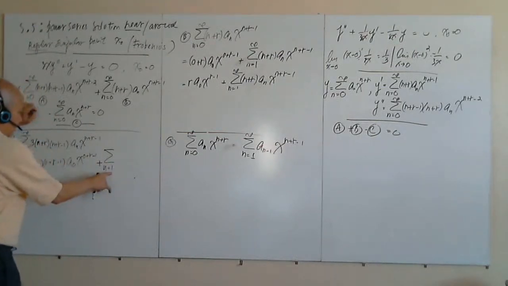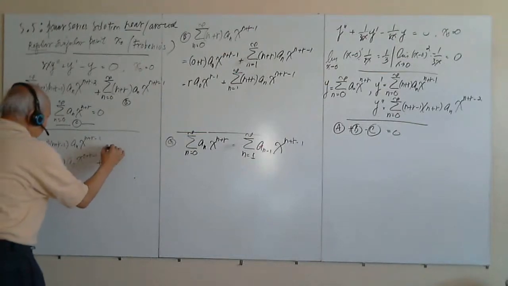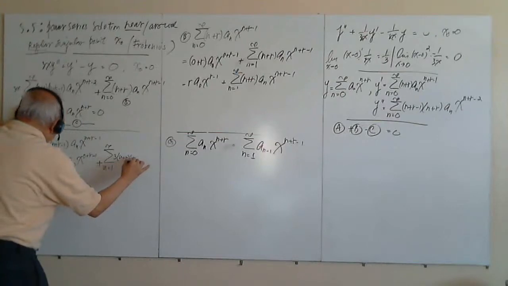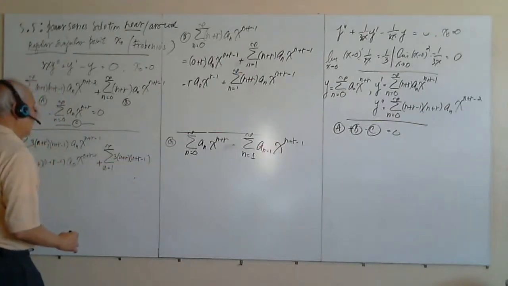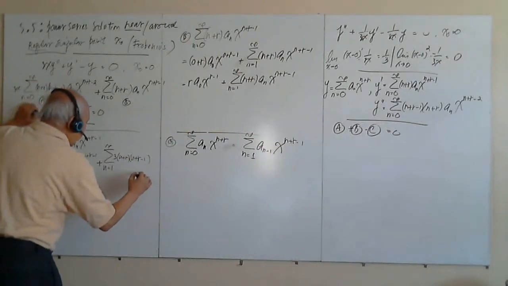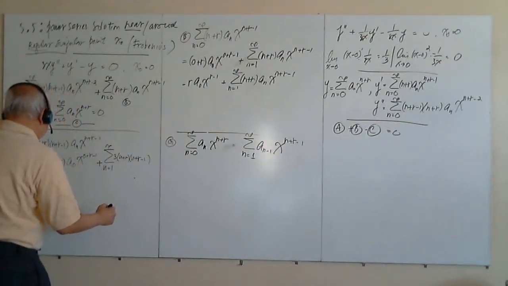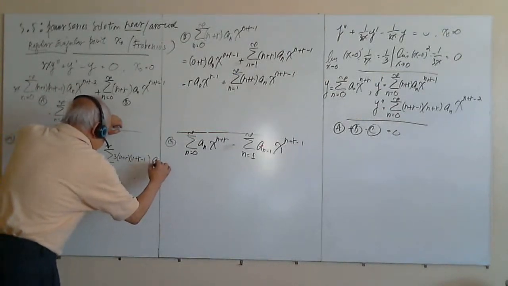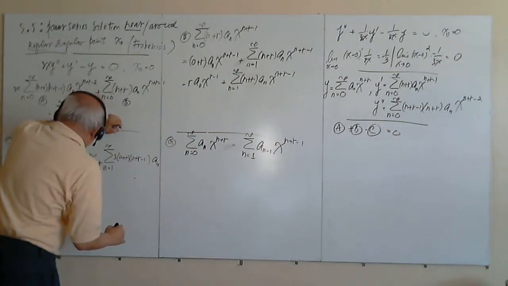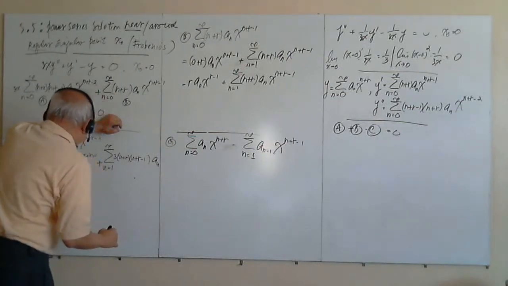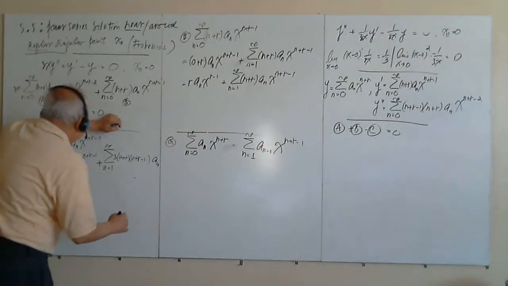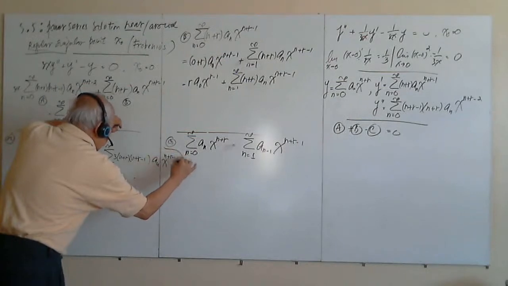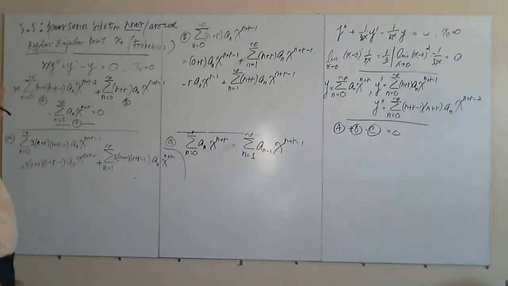Did you see it? 1 here. And then to infinity, 3 times n plus r, n plus r minus 1, sorry. Okay, and then I don't have any space here, but that's okay. A sub n, and then x here to the n plus r minus 1. Right.